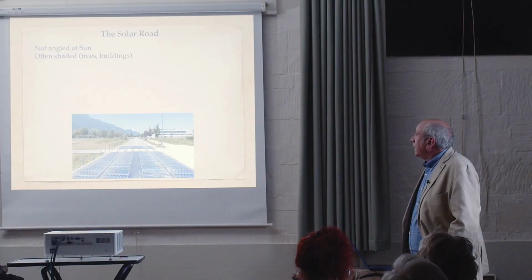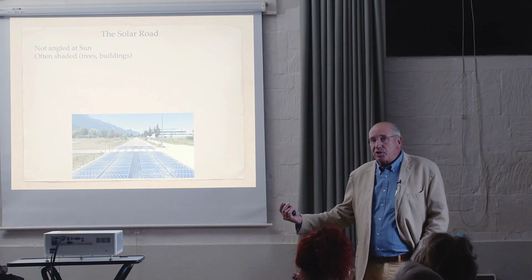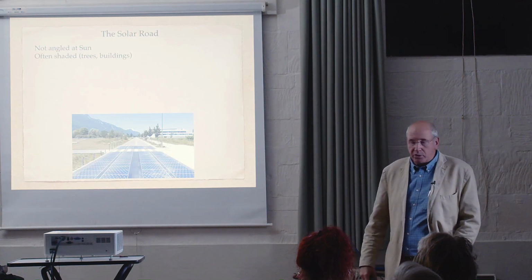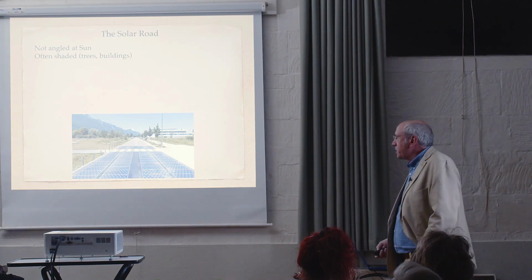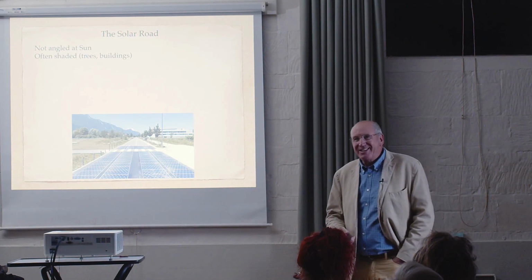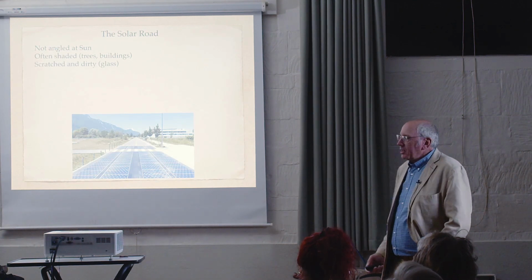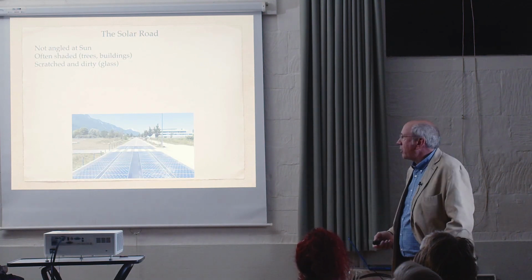So what's the problem with the solar road? It's not angled at the sun. You've lost 50% of your energy straight away because the roads aren't angled towards the sun, especially when you live up at 52 degrees north, as we do. Roads are often shaded by trees and tall buildings. They're not like this one, which had all of the trees nicely cut down around it to get maximum energy from it. It gets scratched and dirty. The surface of this thing is basically glass. It's a silicate material. It will get scratched and dirty.